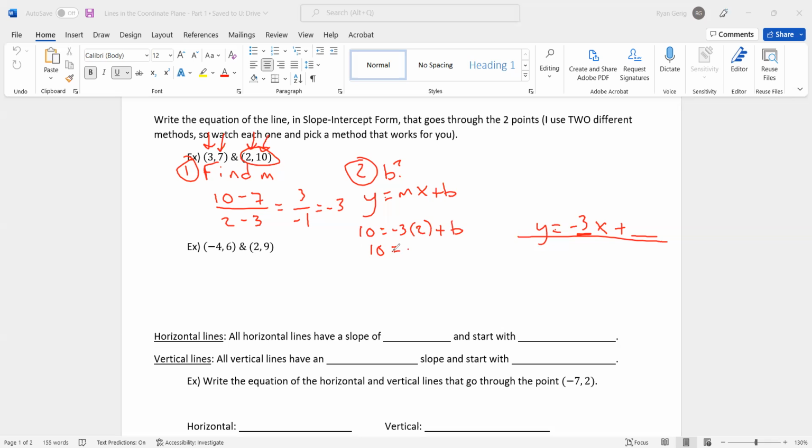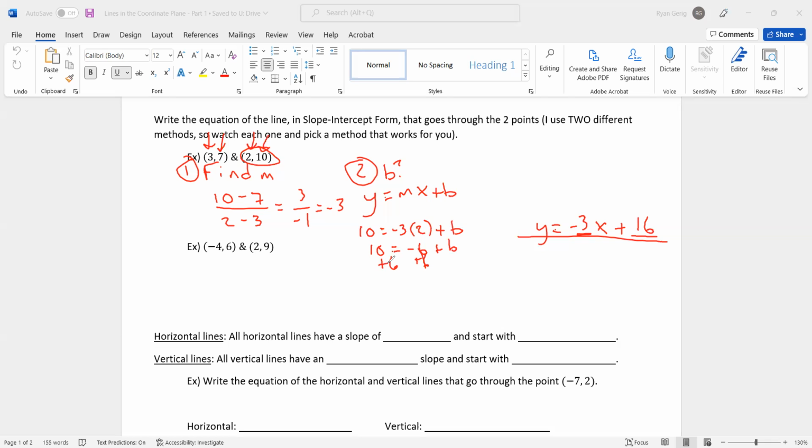-3 times 2 is -6. And then I want to get b by itself, so I'm going to add 6 to both sides. 10 plus 6 is 16. So b equals 16, and that goes right there. So the equation for this one is y equals -3x plus 16.